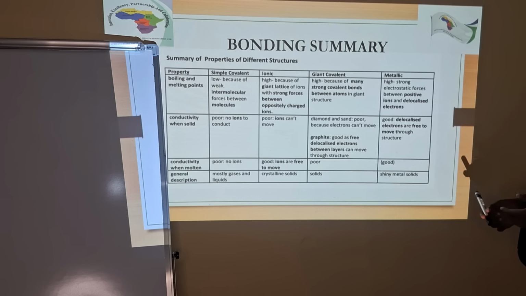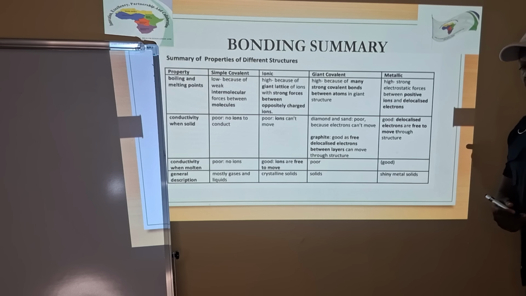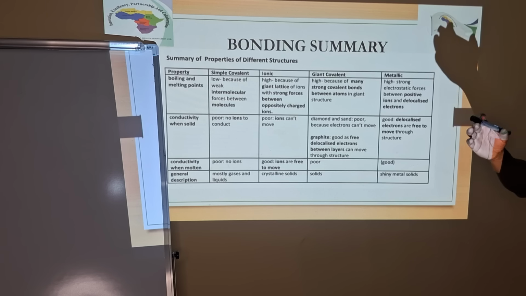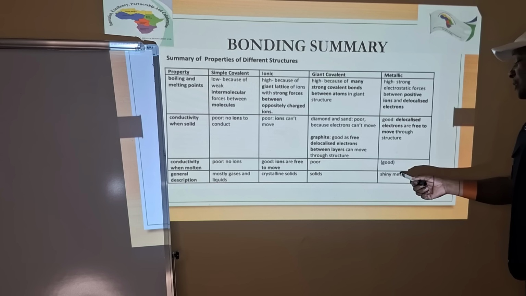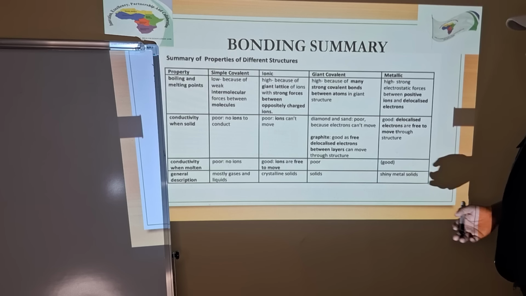Conductivity when molten is also good because they can move in a what? In an applied potential difference. And the examples of these metallic structures are mostly the shiny metals.